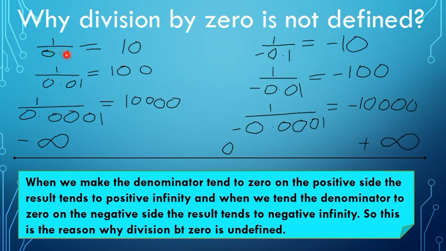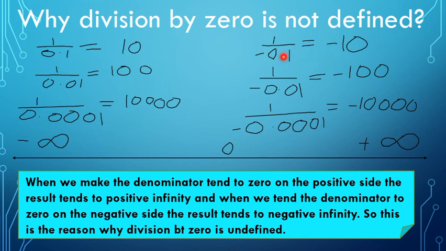Let's take an example, like let's take positive numbers close to 0. So 1 by 0.1, you get 10. 1 by 0.01, you get 100. 1 by 0.0001, you get 10,000. So as you can see, as we take the numbers closer to 0, the numbers are going larger and larger. So as we tend the number to 0, the answer tends towards positive infinity.